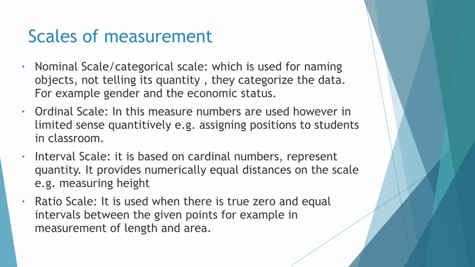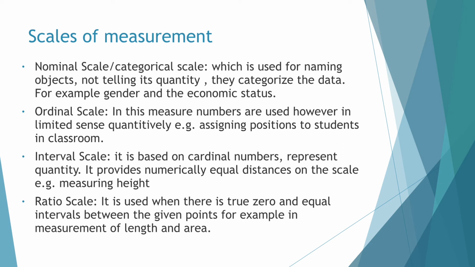Now, the four types of scales of measurements are mentioned here. The first is the nominal scale, which is also known as categorical scale, which is used for naming objects, not telling its quantity, but they categorize the data. For example, gender and economic status. The second is ordinal scale. In this, the measured numbers are used, however, in limited sense quantitatively, for example, assigning positions to students in classroom.